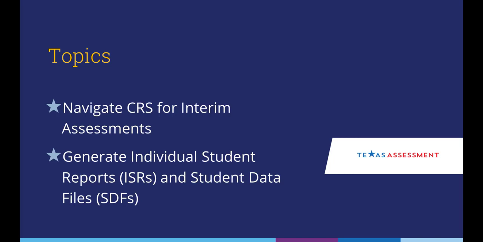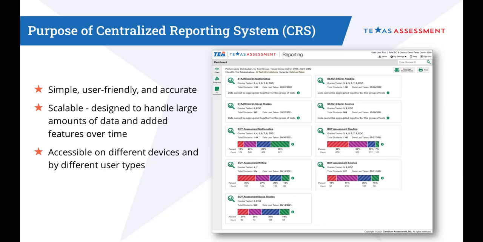and student data files. The Centralized Reporting System, or CRS, is designed with a user interface that is intuitive, user-friendly, accurate, scalable, accessible, and easily digestible. With the intent to provide the clearest picture with the fewest number of clicks, the system displays state, district, campus, teacher, class, and student-level data in tabular and graphical format. Users can sort and filter the data in various ways and can create custom groups to generate timely reports for intervention with groups or incoming classes.